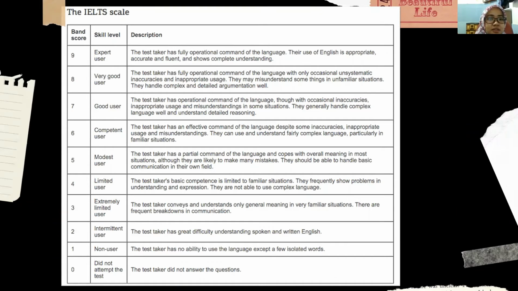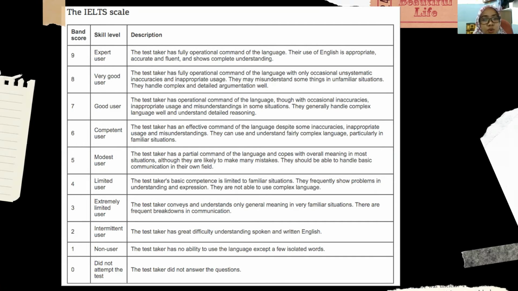Next one, let's take a look at the IELTS skills. So this table presents the IELTS skills. It consists of the band score, skill level, and also the description. On the IELTS test report form, you will find the overall band score and the result you achieved in each part of the test. The overall band score is calculated by taking the mean result for each part of the test. And the overall band scores are calculated to the nearest whole or half band.